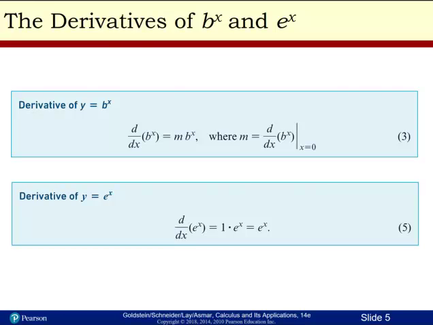So writing these down again, the derivative of b raised to the x equals m times b raised to the x, where m is the derivative of b raised to the x, where x equals 0. Looking at that and comparing that with my y equals e to the x, notice that we talked about that e to the x, that slope was 1 at x equals 0. So the derivative of e to the x is just e to the x. Well, that is a relief, because most of the time you're going to be dealing with these e to the x's, and that's what we're going to be looking at, so that makes it really sweet.